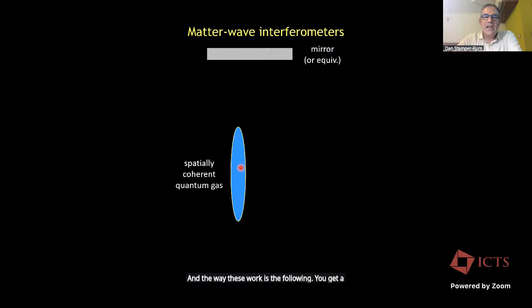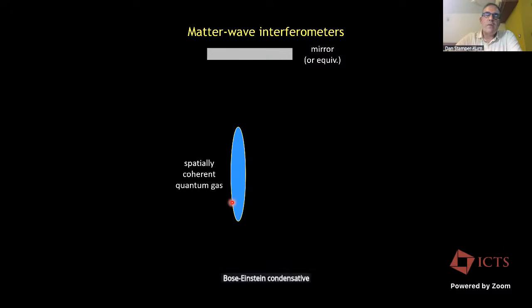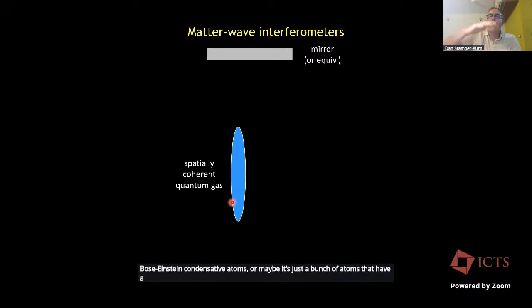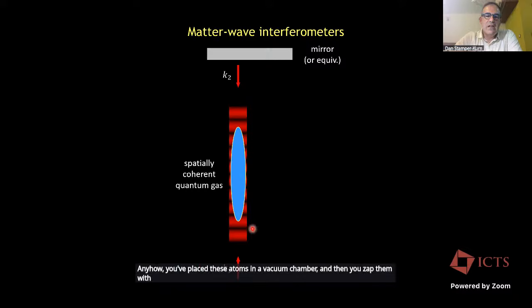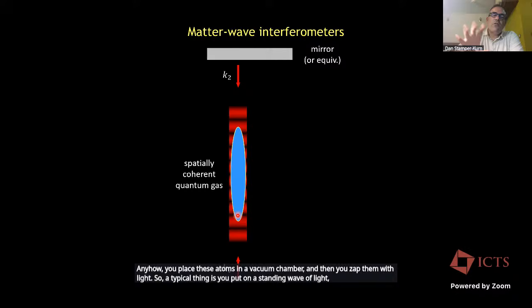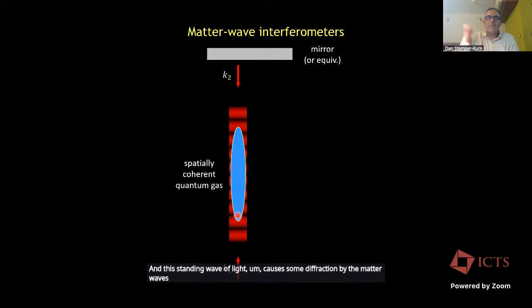You get a gas of atoms and you get it to be spatially coherent. Maybe it's a Bose-Einstein condensate of atoms, or maybe it's just a bunch of atoms that have a very narrow velocity profile and therefore a very long spatial coherence length. Anyhow, you place these atoms in a vacuum chamber and then you zap them with light. A typical thing is you put on a standing wave of light, and this standing wave of light causes some diffraction by the matter waves, by the atomic system in here.